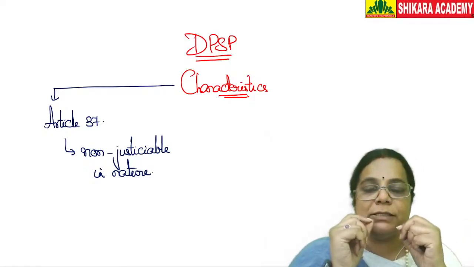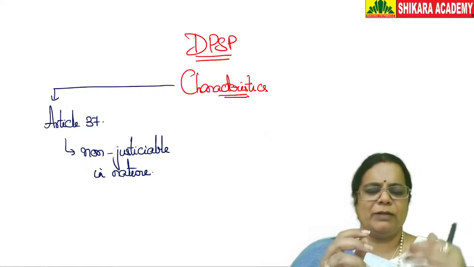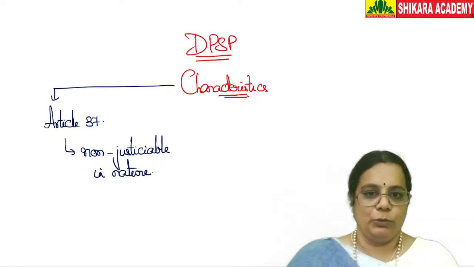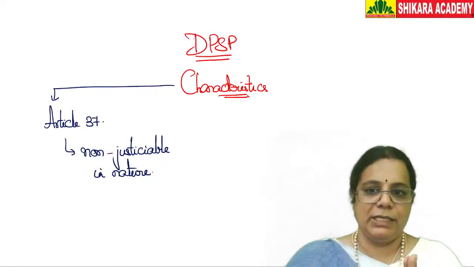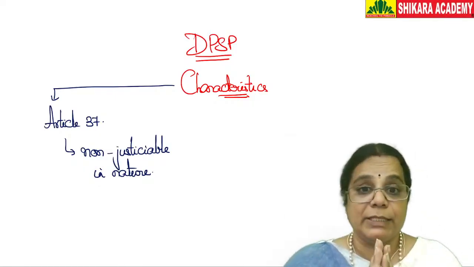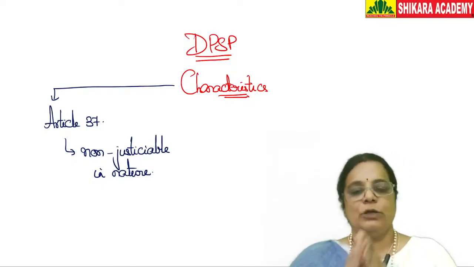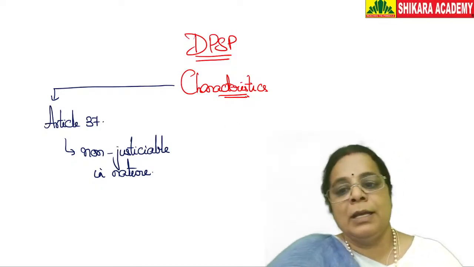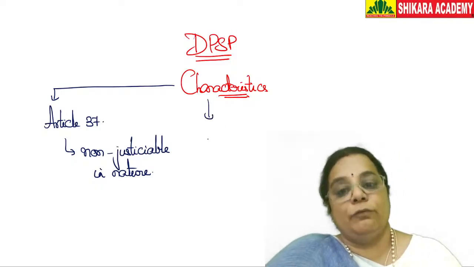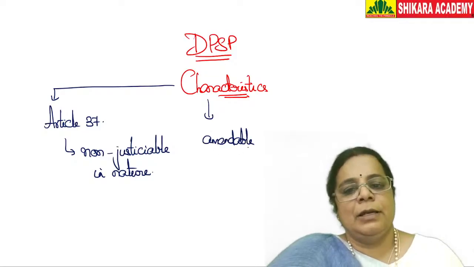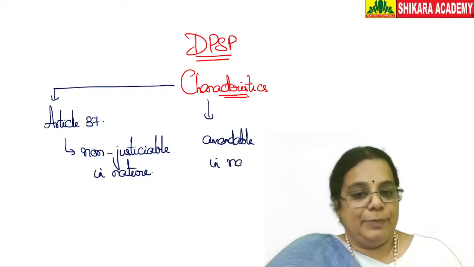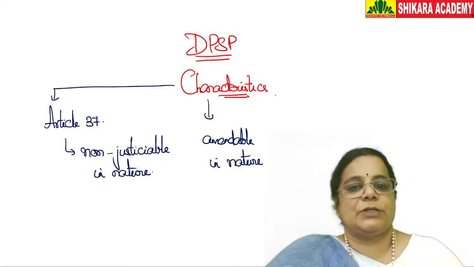So, to address the real needs, not whatever is written on paper, you don't have to do everything. What you need, pick and choose. Prioritize your needs. It's very important to make DPSPs non-justiciable. They are non-justiciable in nature, that is one. The second is obviously they are amendable in nature, because amendments have been made, but subject to the basic structure.